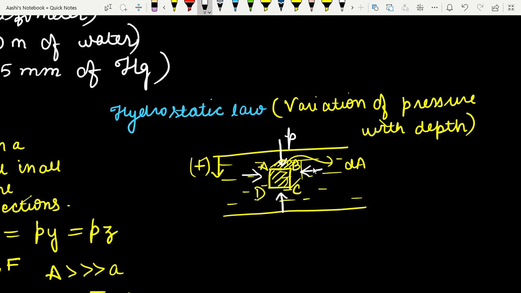But if you see the top and the bottom section, and you assume that the height of this cube is dz, what will you observe? That the pressure here will be dou p by dou z into dz. This will be the pressure here.